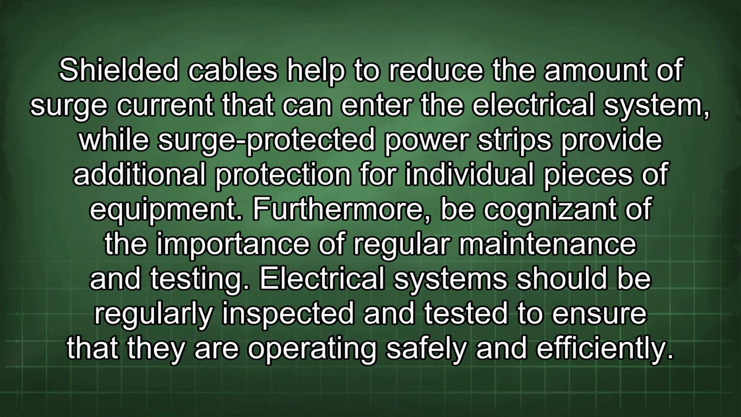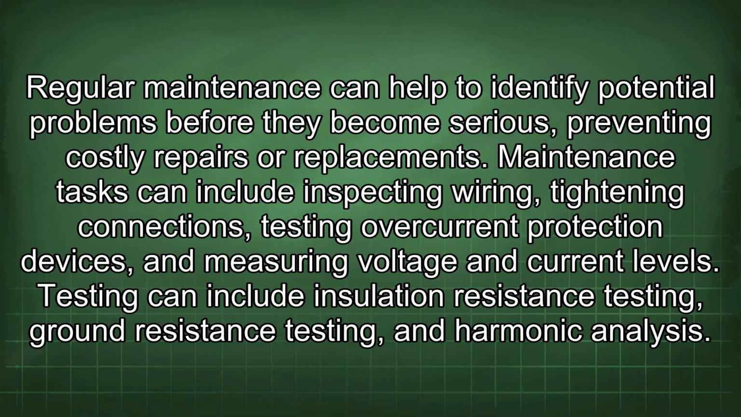Furthermore, be cognizant of the importance of regular maintenance and testing. The electrical system should be regularly inspected and tested to ensure that it is operating safely and efficiently. Regular maintenance can help to identify potential problems before they become serious, preventing costly repairs or replacements. Maintenance tasks can include inspecting wiring, tightening connections, testing overcurrent protection devices, and measuring voltage and current levels. Testing can include insulation resistance testing, ground resistance testing, and harmonic analysis.